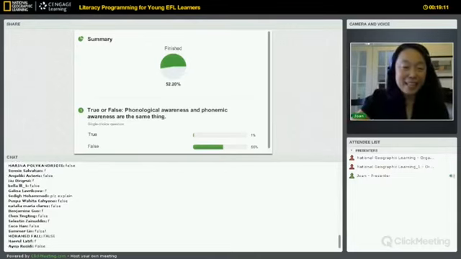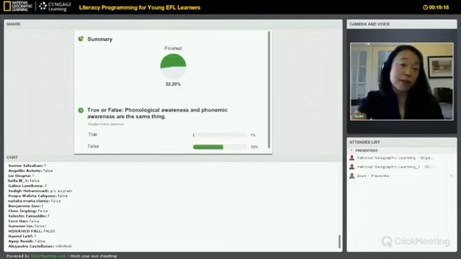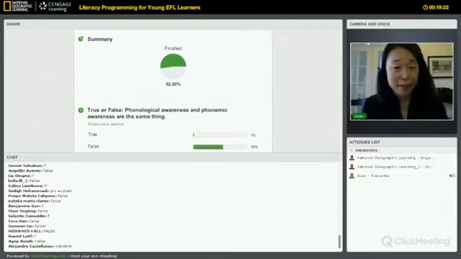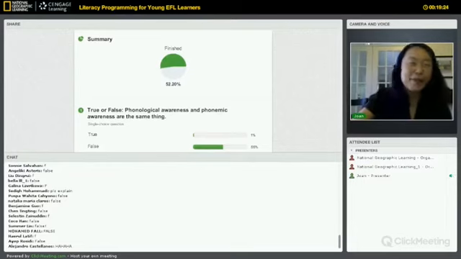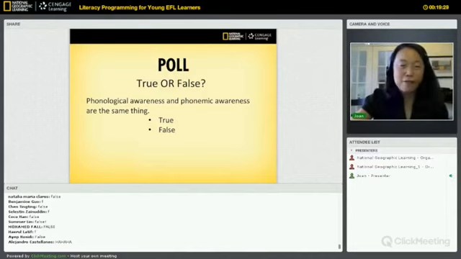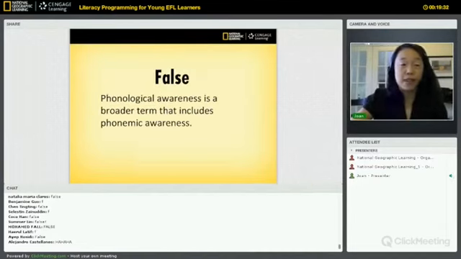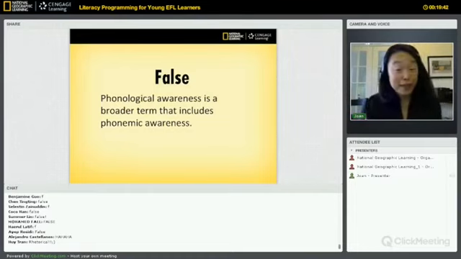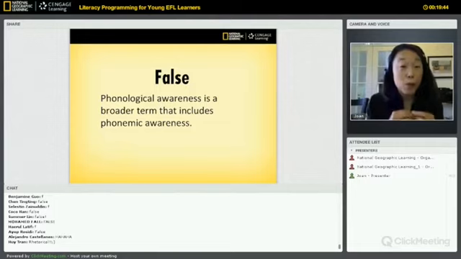And as you can see, most of you have said false. Of course, maybe it's not too tricky, because what would I have to explain if they were just the exact same thing? But this probably means that you're very aware of the differences between phonological awareness and phonemic awareness. So of course it's false. They're not the same thing. Phonological awareness is actually a broader term that includes phonemic awareness.